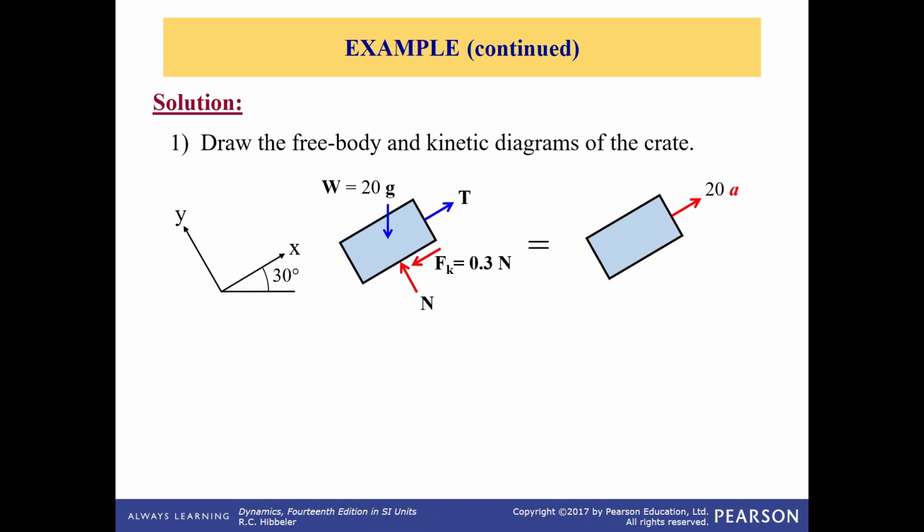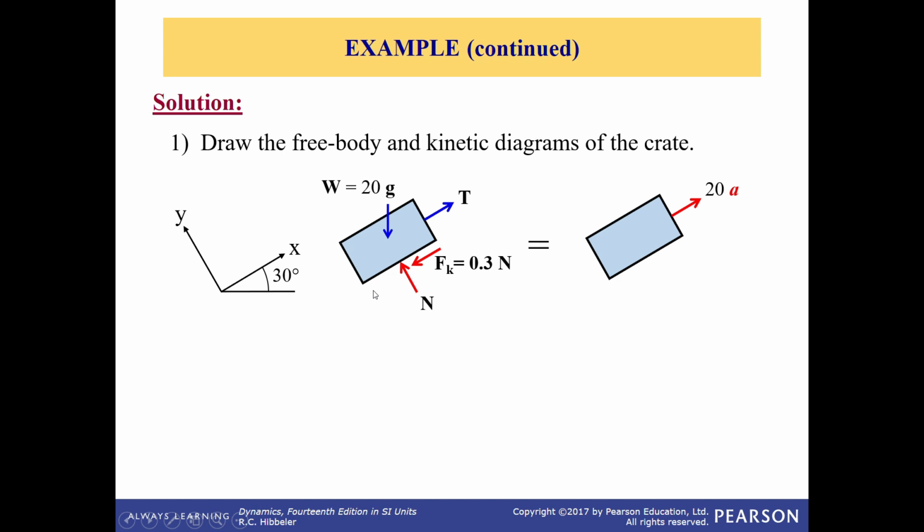Okay, we draw the free body diagram of the crate. Let's take a look at this figure. This is the crate. We know that the crate is 20 kilograms, and we need to convert that to find the weight, because weight is one form of the force acting on the body. So that means 20 kilograms times g. G here is the gravitational acceleration, which is 9.81 meters per second squared.